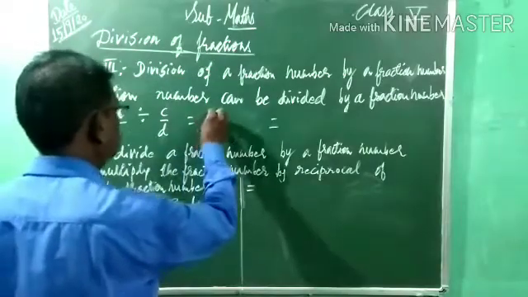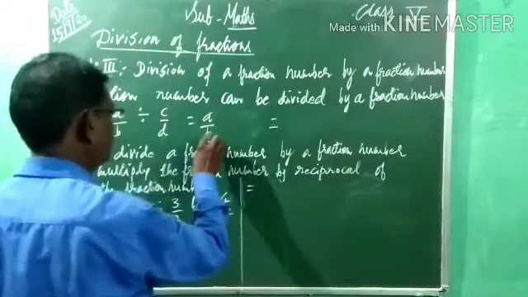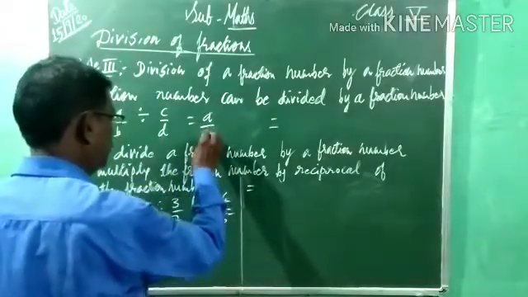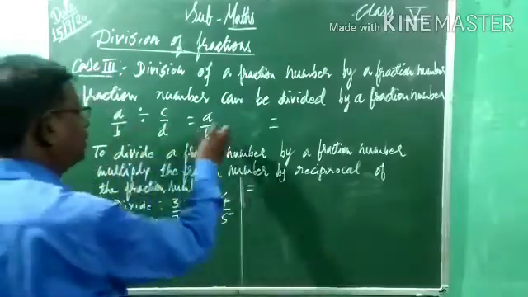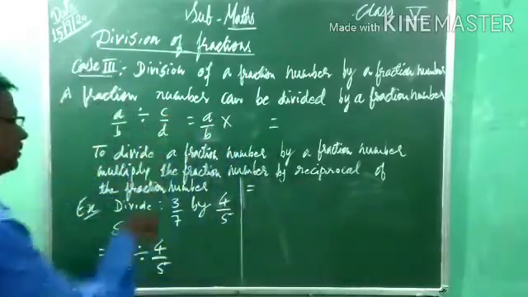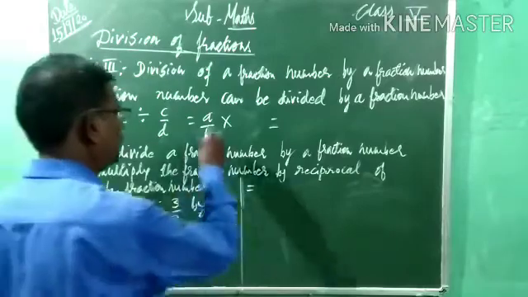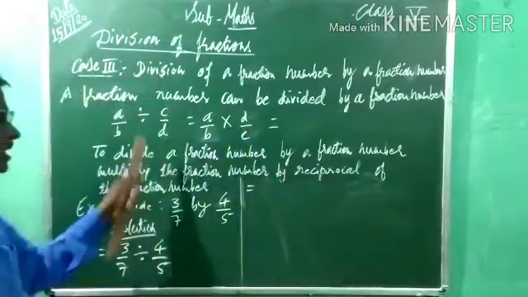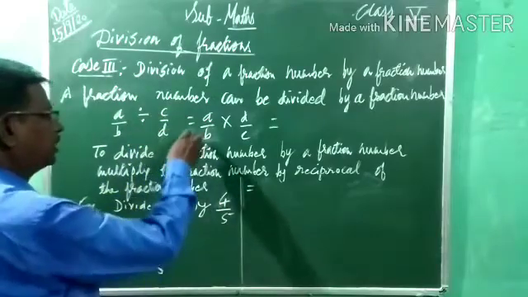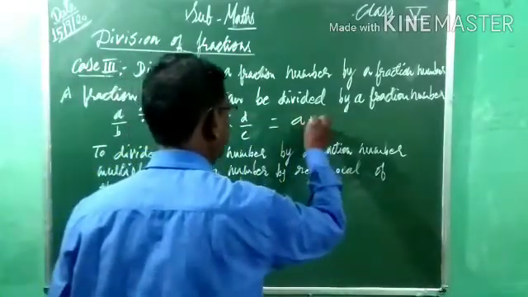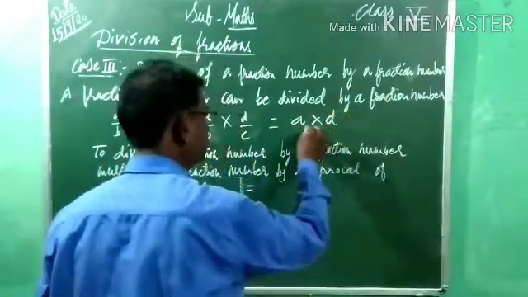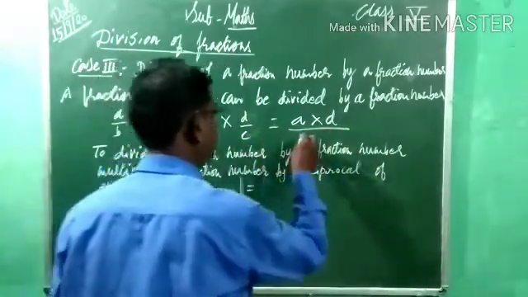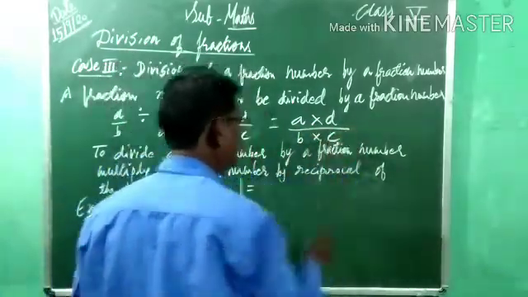Write this fraction as it is, a by b, the first fraction. Now change the sign. Into, take the reciprocal of c by d. What is the reciprocal of c by d? D by c. Understood this? Now a into d, numerator multiplication. A into d divided by b into c. B into what? C.